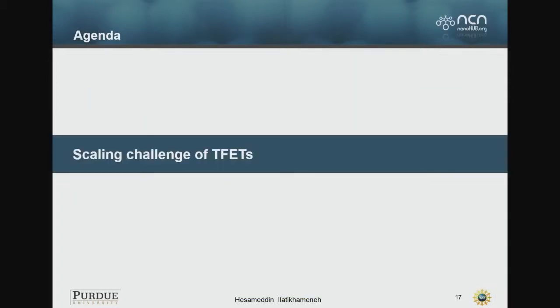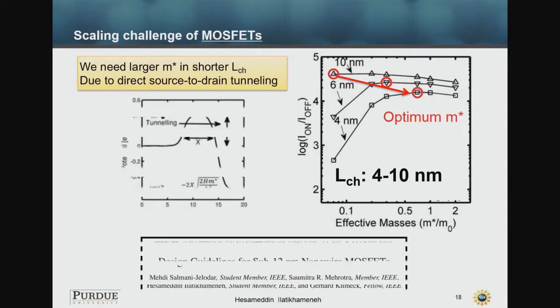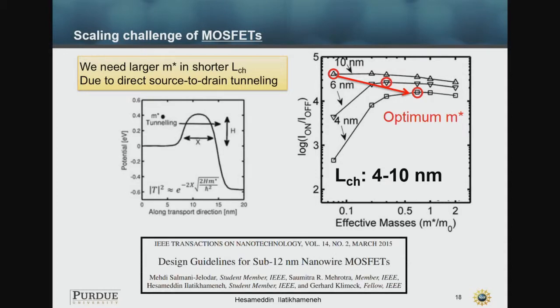But I talked about the on current challenge of tunnel FETs; there is another challenge, which is a scaling challenge. So let me first start with the scaling challenge of MOSFET. When we make the channel length of MOSFET shorter and shorter, you would see that the optimum effective mass increases. And this is due to the fact that we have source to drain tunneling. This is a bit strange, but we should actually look for low mobility materials for future transistors because of this source to drain tunneling.